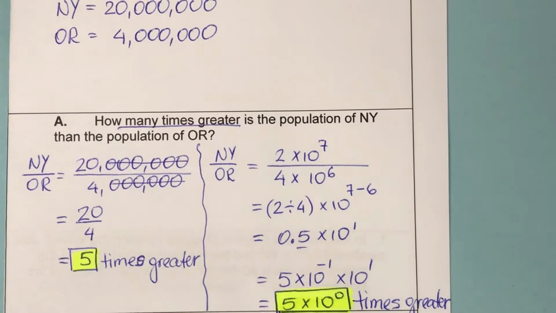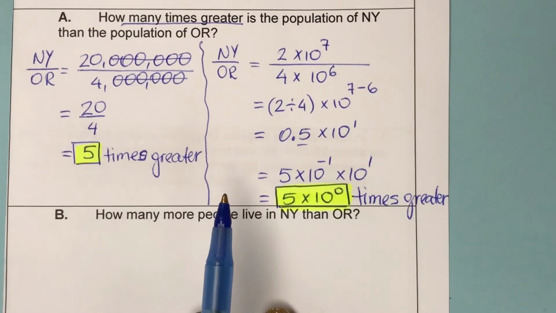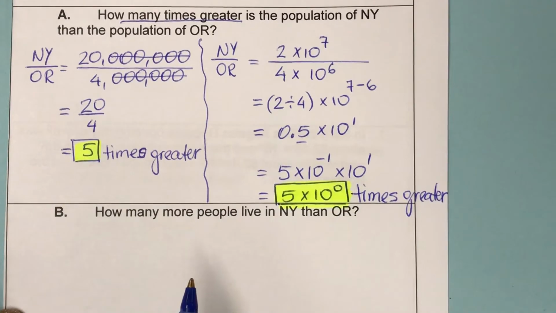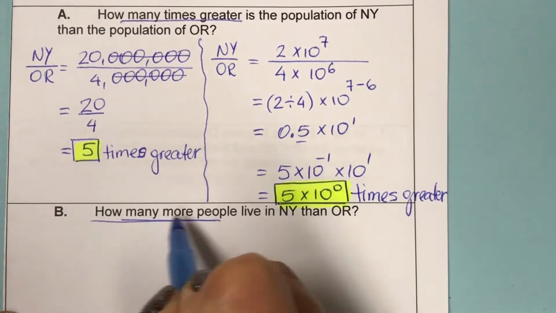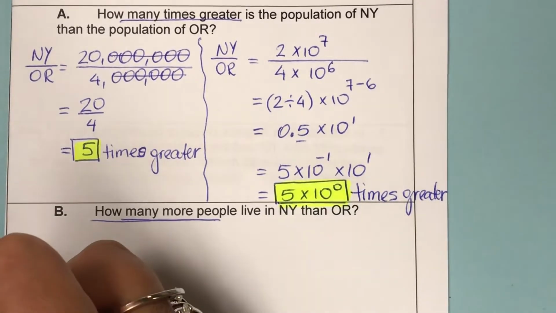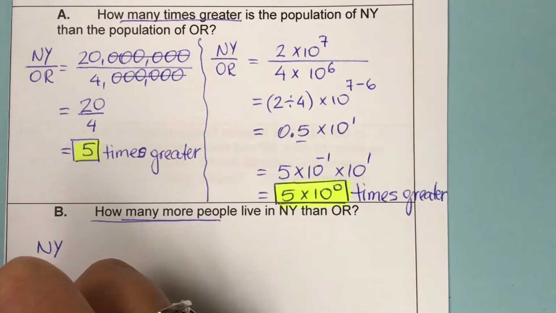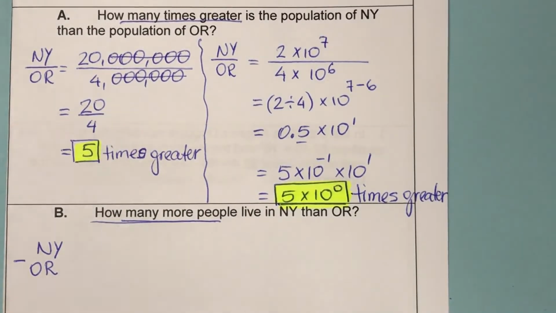For the same information that I had about the population in New York and Oregon, I'm going to have a different question. How many more people live in New York than Oregon? So how many more? That means I know that there are more people in New York. The question is how many more? So that's our subtraction problem. So we're going to take the value of the people in New York and subtract the population of Oregon, and that will be the difference between the two.